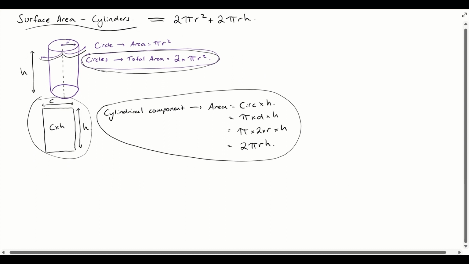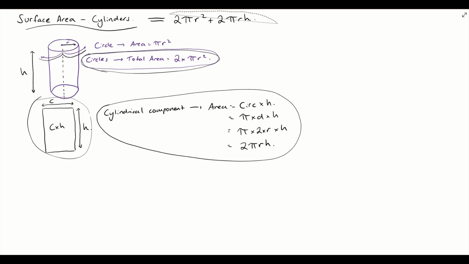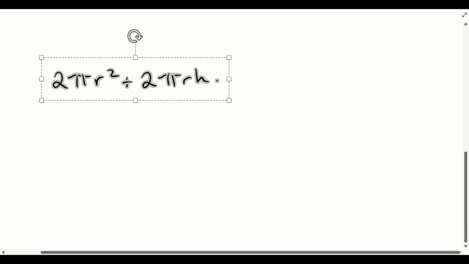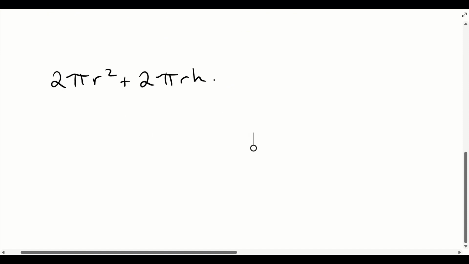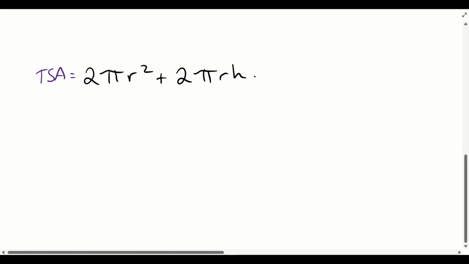Sometimes in a test you may be given this formula, but it's important that you can kind of derive it yourself or at least understand where it comes from. So let's take this down here as the total surface area. And total surface area is sometimes written by TSA for total surface area.